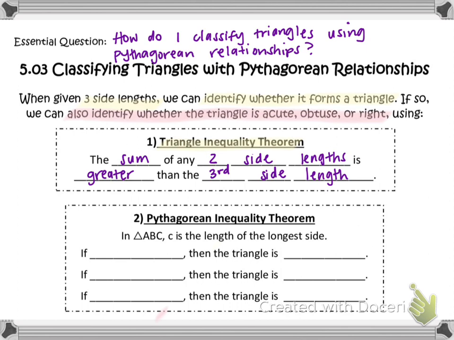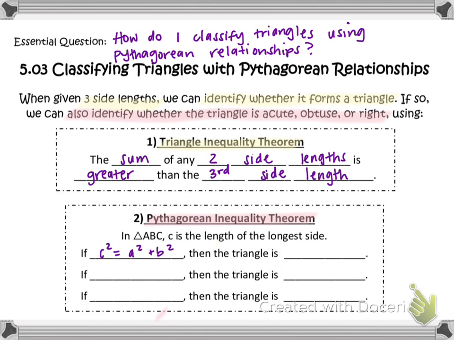All right, and again, if it does make a triangle, we move on to whether or not it is acute, obtuse, or right, and we use the Pythagorean inequality theorem. So the Pythagorean inequality theorem states that in triangle ABC, C is the length of the longest side. And here are the three ways that we could figure out whether it's acute, obtuse, or right. We're going to start off with C squared equals A squared plus B squared.